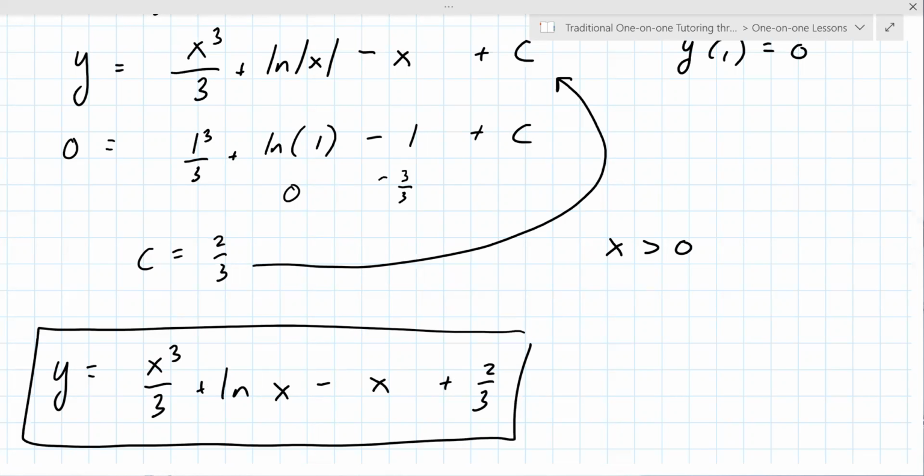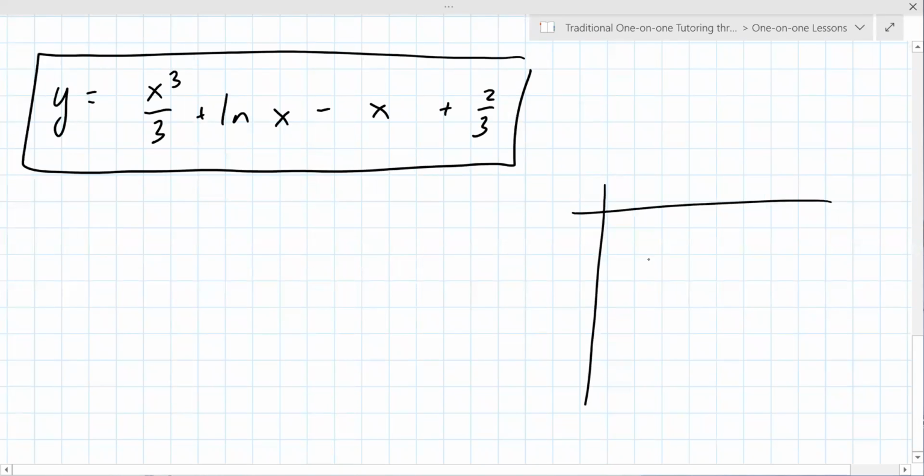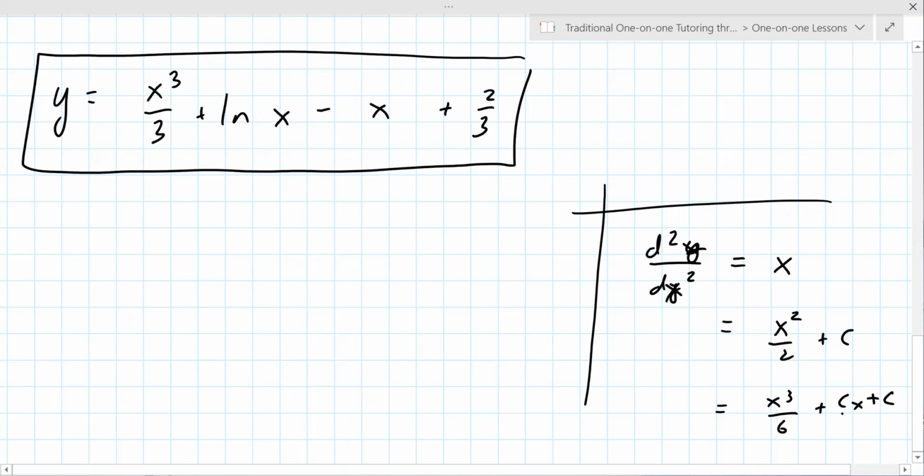Now, if they don't give them to you, let me just quickly go up to the side and say, let's say it's d squared y over dx squared equals, let's just say it's x. Well, if you integrate this twice, you get x squared over 2 plus c, and then you'd get x cubed over 6 plus cx plus c. You could leave it like that. That would be okay if you don't have initial conditions.